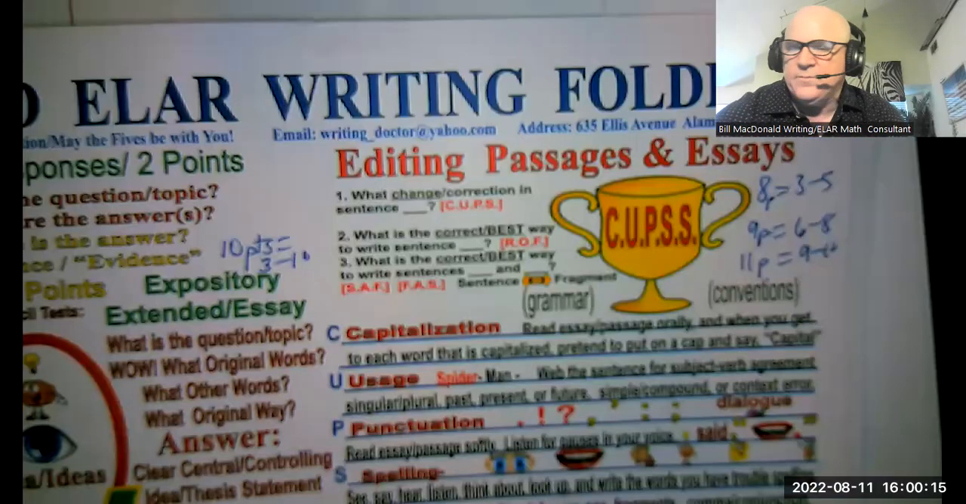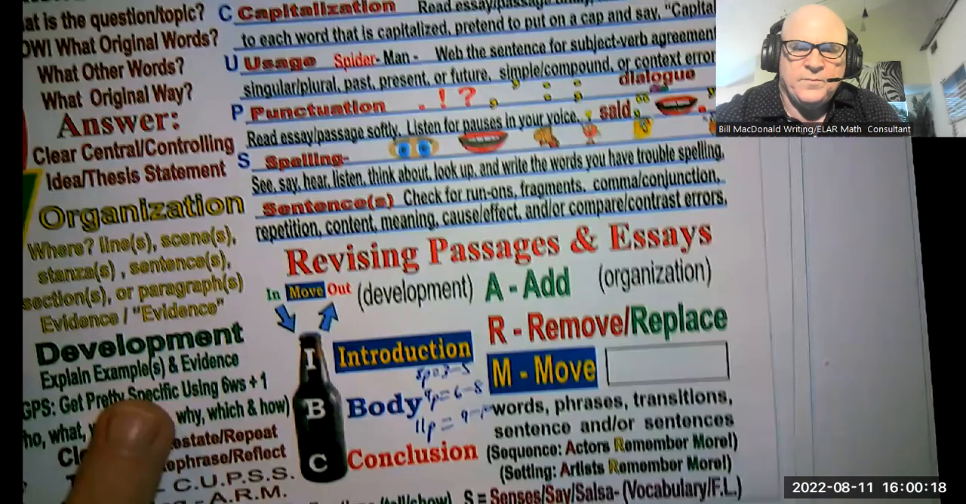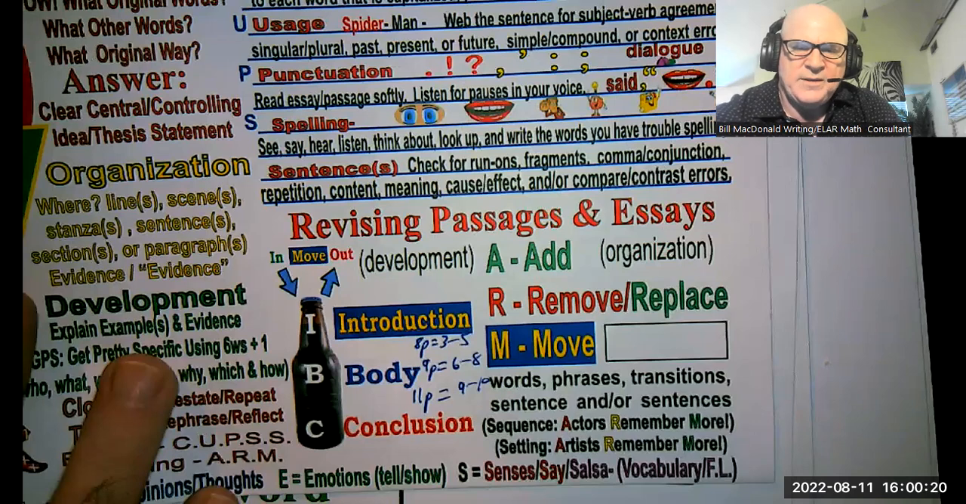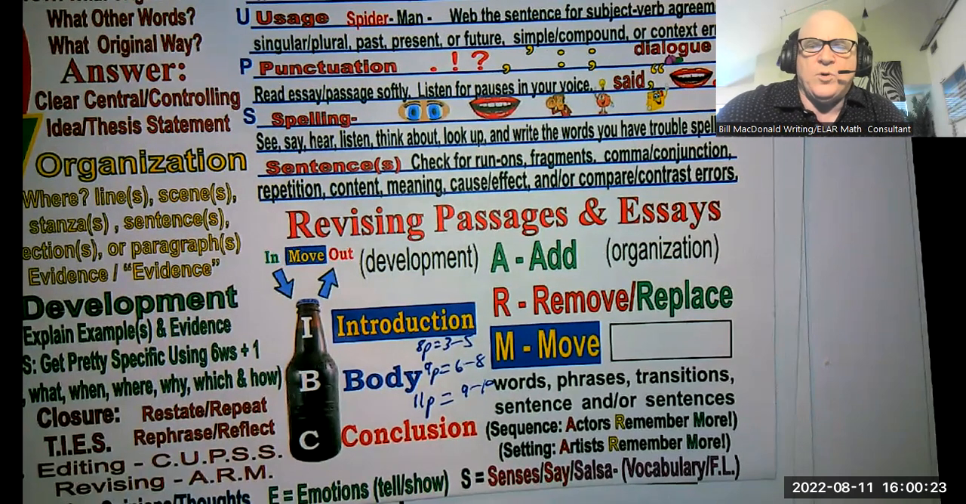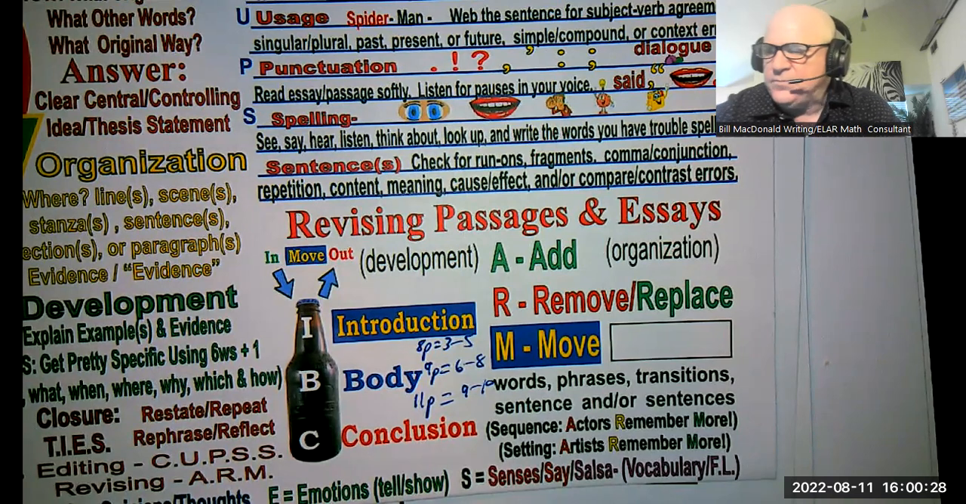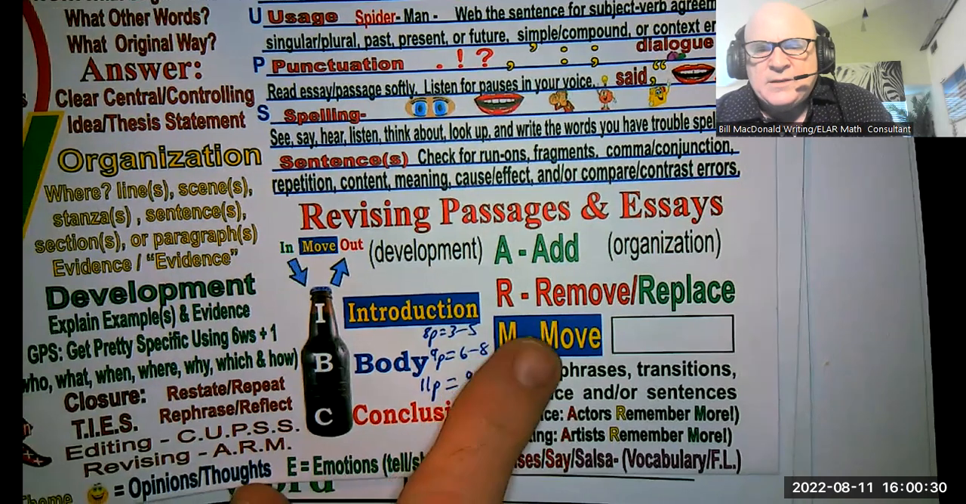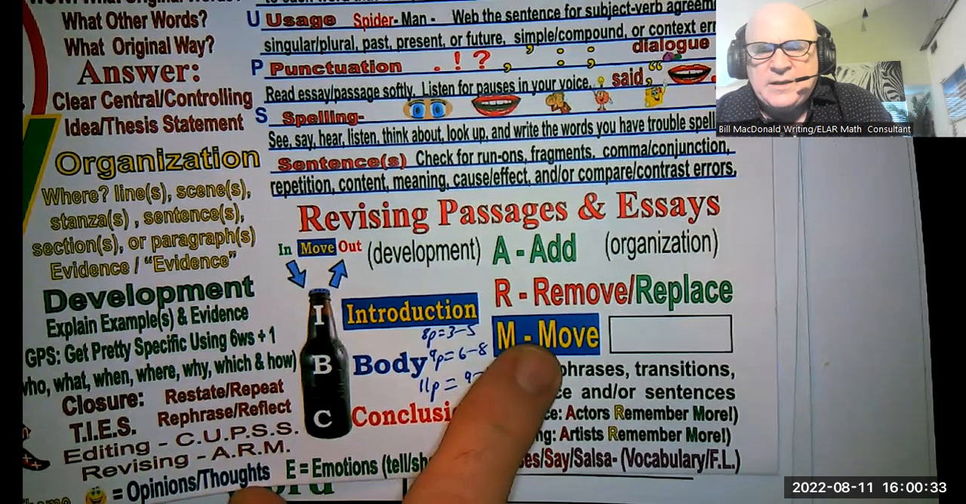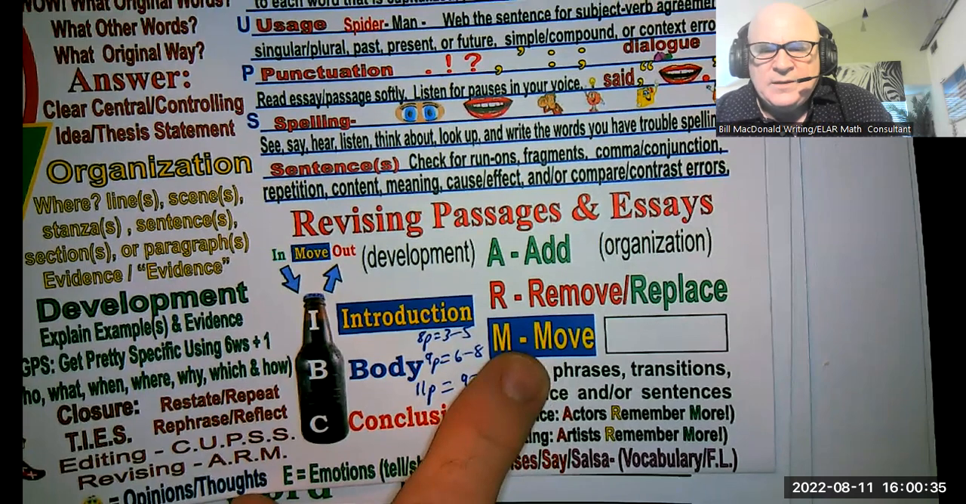I'm going to focus specifically on 4 questions of revising using my binder. So let me share first a reminder of our writing folder. When you are doing revising, you're changing how something is organized or how it's developed. And so in the case of transitions, we're not adding, removing, or replacing. All we're doing is moving. We're just saying, I need to move these sentences together.